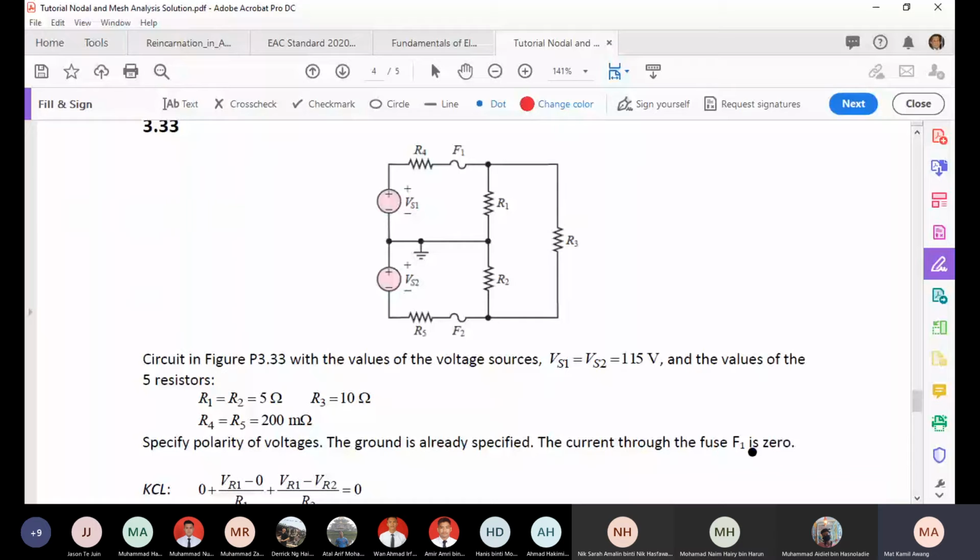The current through fuse 1 is 0 because it is blown. Therefore, we need to write the KCL at which point? At this point.